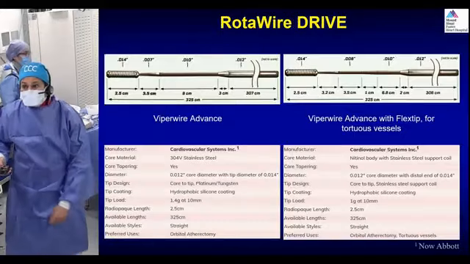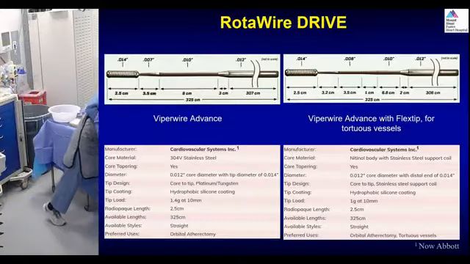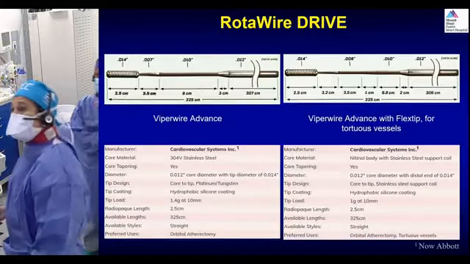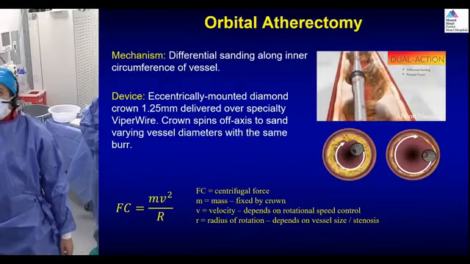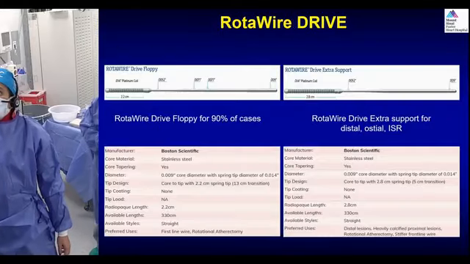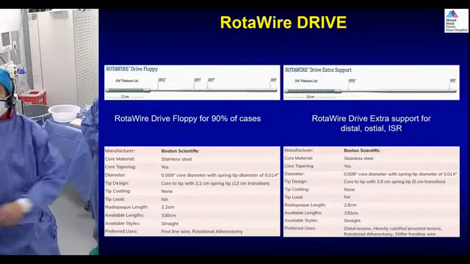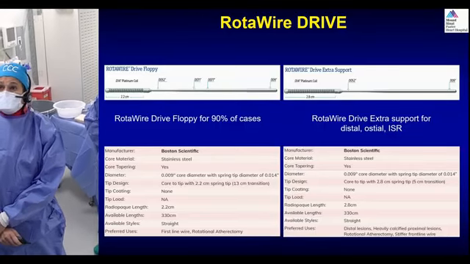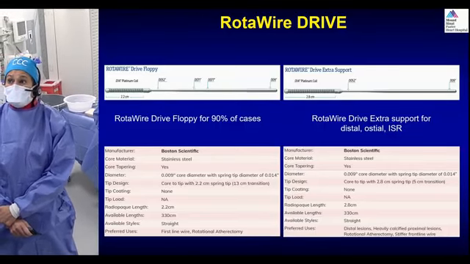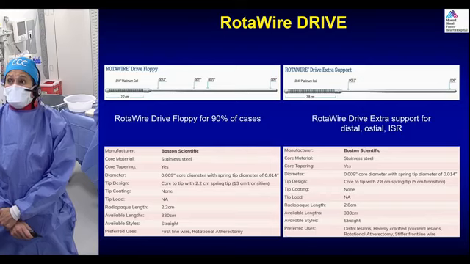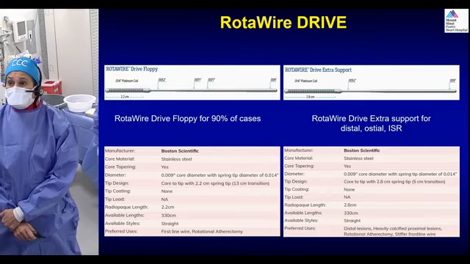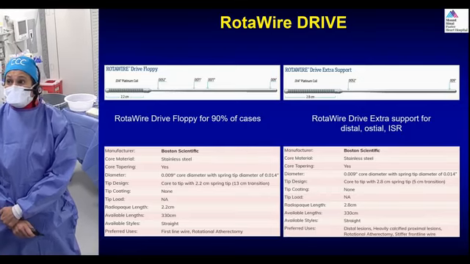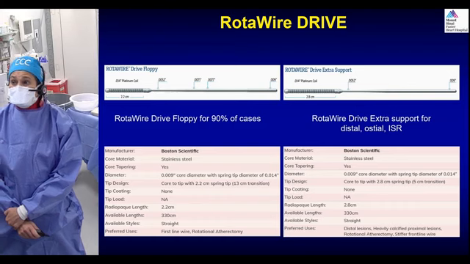All right, any other questions? Those are the two wires you were talking about. No, that is Viper, but these are the rotational atherectomy wires we spoke of. Go back. This is the floppy wire, you see that 2.2, and the extra support is slightly longer, 2.8. The length is the same, except the core to tip is a little different.